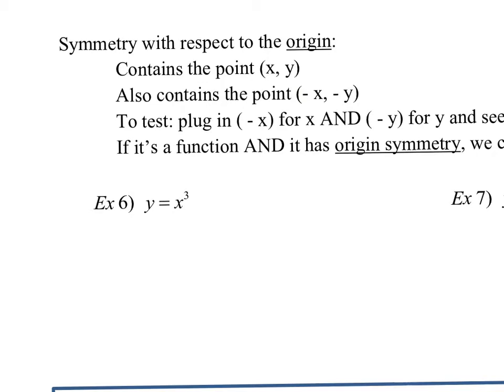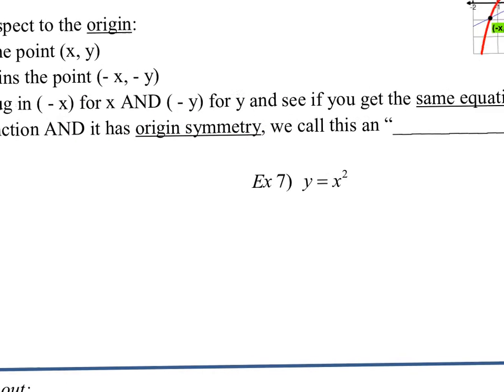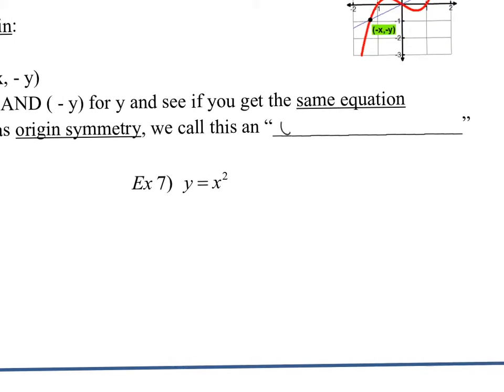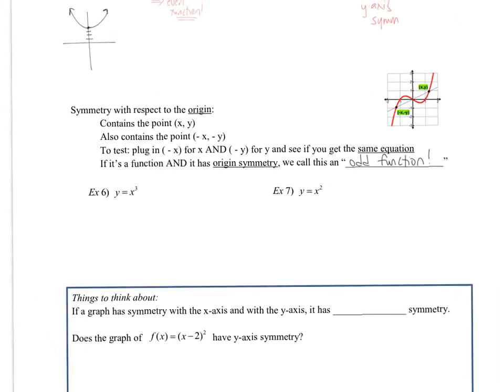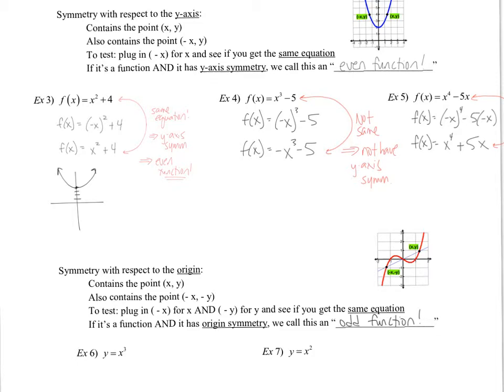And then another important thing to note here is that if it's a function and it has origin symmetry, so first of all, it has to be a function, and if it ends up passing the origin symmetry test, then we call this an odd function. Okay, so think of the O's: origin symmetry, odd function. That's how I remember that. And it's y-axis symmetry that's called even function. That one's up here. So a lot of new vocab.